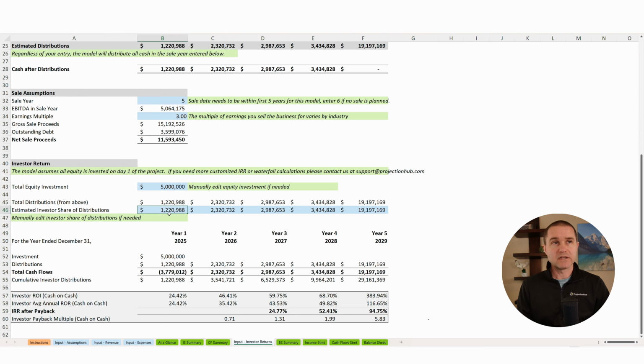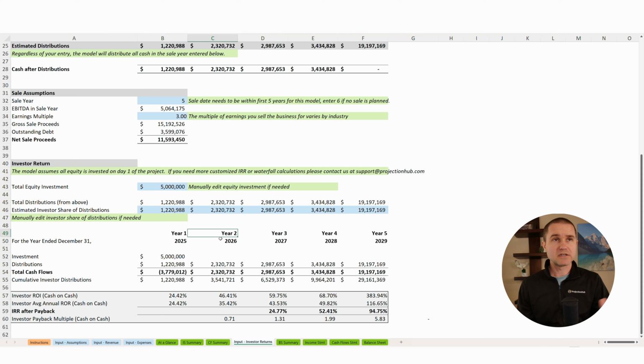So in that case, in this estimated investor share of distributions, if this 5 million is from the initial investors, you might say, okay, well, they're only going to own 75%. So I'm going to take that total distributions and multiply by 0.75, because the rest of the distributions might be for you as the operator. And so now you can see, with 75% of distributions, here's what the IRR looks like for the investors that put in the 5 million. So that's just an example.